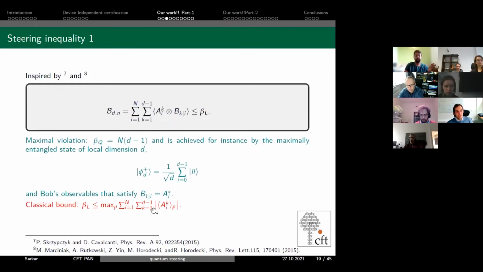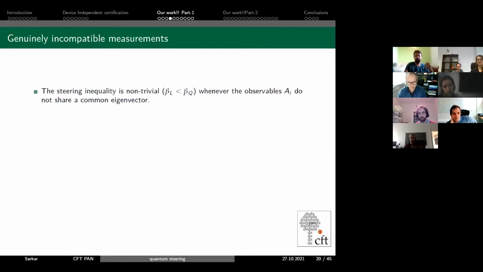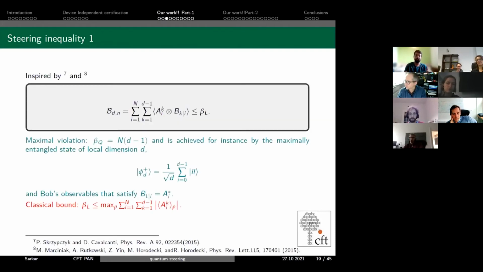The classical bound is in fact given like this, which is the maximization over the individual expectation values of Alice's observables. What you can see here is that for this inequality to be non-trivial, which means that the quantum bound is strictly greater than the classical bound, there should not exist any common eigenvector between these measurements of Alice. So if Alice's measurements have some common eigenvectors, even if they are incompatible, then we will not be able to see a violation of this steering inequality.